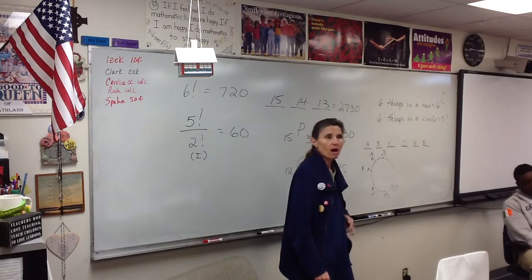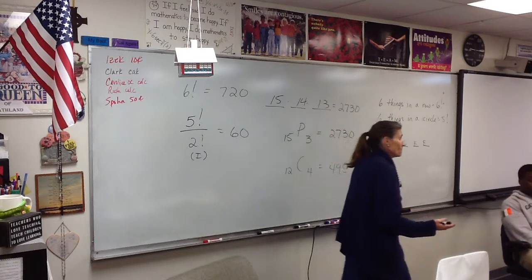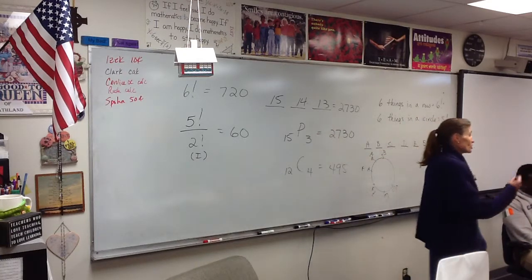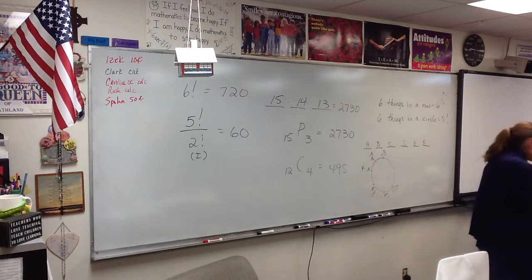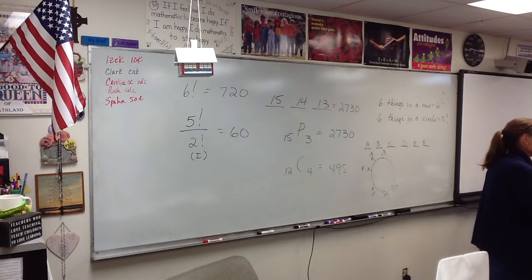I know that's a little complicated. Let's just know that if you arrange a number of things in a circle, it's 1 less factorial. So 8 people in a circle would be 7 factorial. 8 people in a row would be 8 factorial.